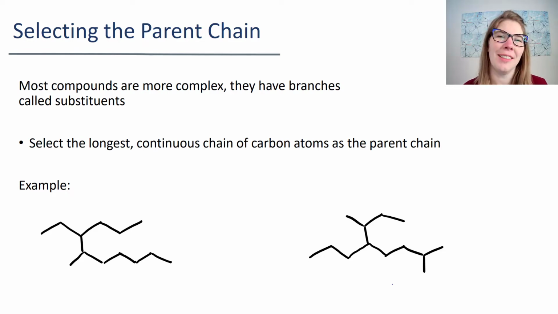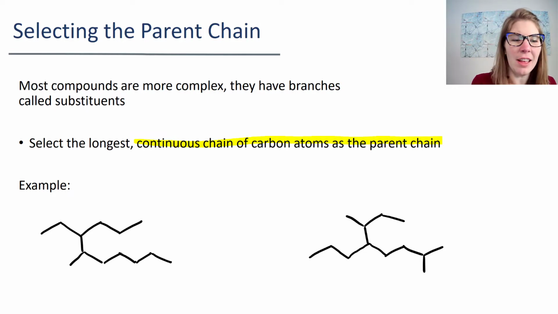It gets more complex than that when we start putting branches on. Now I want to talk about those branches and some of the rules that apply to those. Before we even really get into branches, I want you to first practice selecting the longest continuous chain of carbon atoms, because that's going to be what we call the parent. And then those branches, those are called substituents.